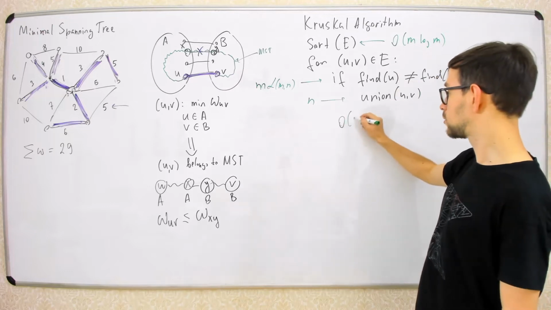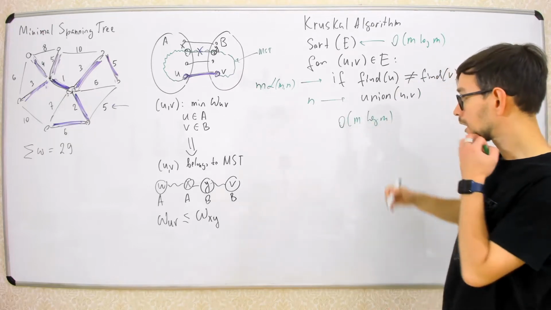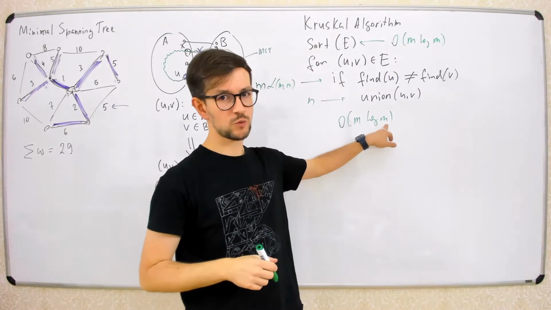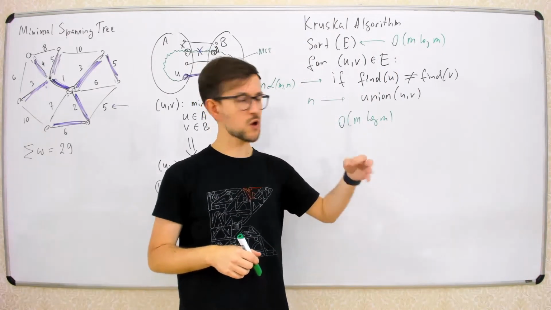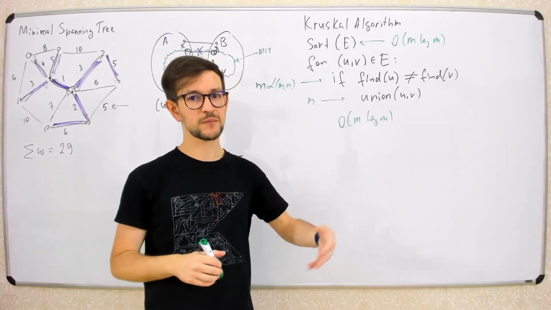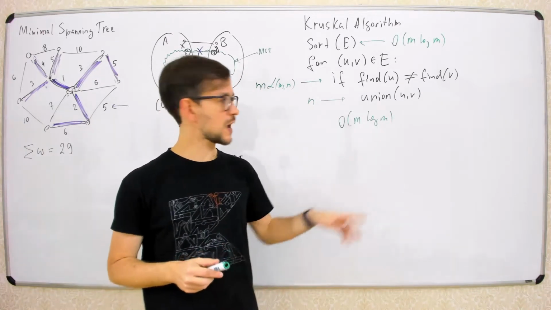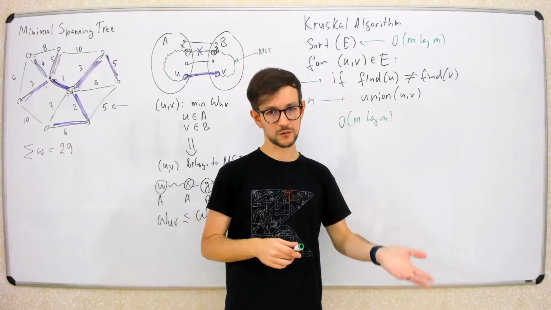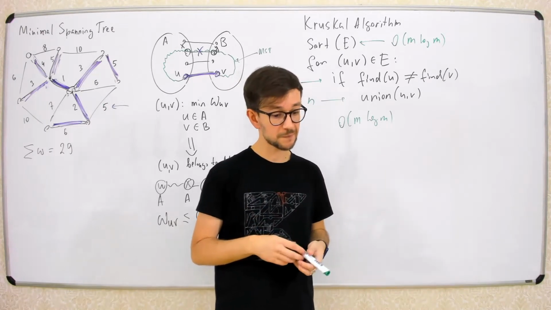So total time complexity will be m log n. Or m log m, it actually doesn't matter. So the logarithm of m and n is actually the same thing. Well, because m is about n square, and the logarithm of n square is about the same as the logarithm of n, just by a constant factor. So it doesn't matter.